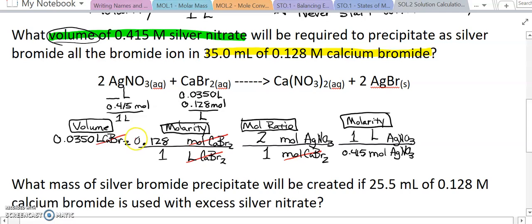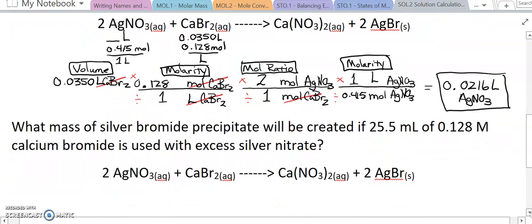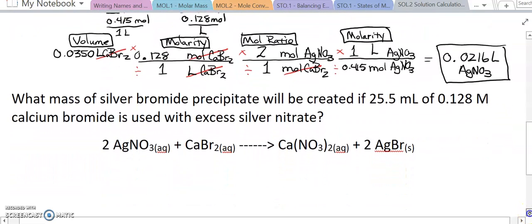In a calculation like this, anything on top is times, anything on the bottom is divided by, and the order doesn't really matter. And I'm going to punch those numbers into my calculator, and I am going to come out with 0.0216 liters of the silver nitrate. Sometimes you will be asked to change it into milliliters. In this problem, it just tells me to find the volume, so I can leave it just the way it is.